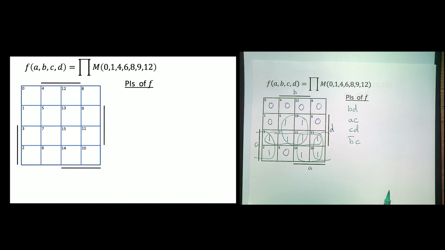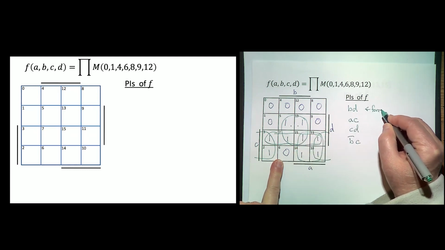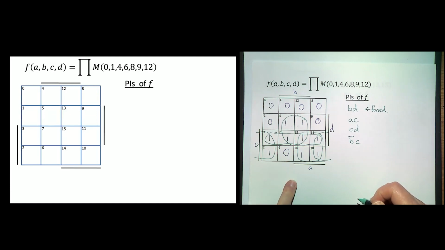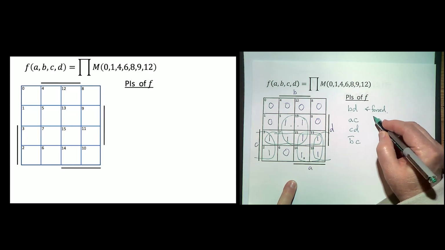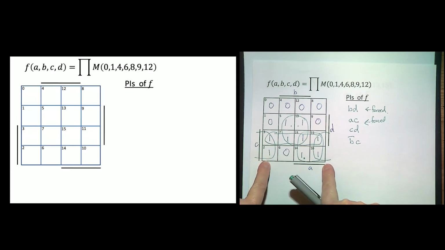Okay, so this is a danger point. Stop. Count to 5 and make sure you didn't miss one. Okay. All right. Are any of these forced? Yes. Okay, which ones? Okay, so BD is forced because of 5 and 13. Forced, okay. AC because 14. Because of 2, right?